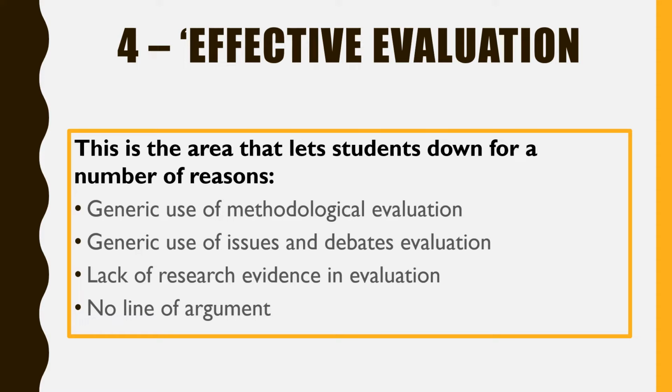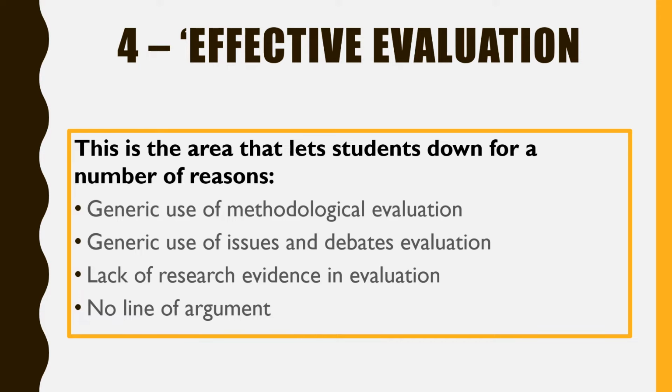Okay, 4. Now this is going to be the bulk really of what I'm going to talk about because it's the most important thing in terms of 16 markers. What lets students down isn't the knowledge, because the knowledge is pretty easy to learn. You can learn the knowledge. What they struggle with is developing their evaluation points. And when I say points, I mean the paragraph as a whole, not just the beginning of it.